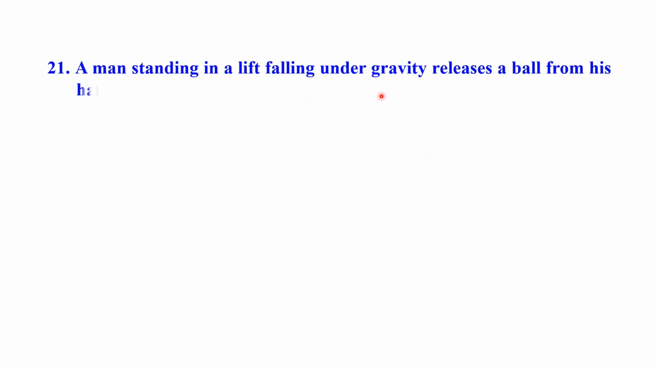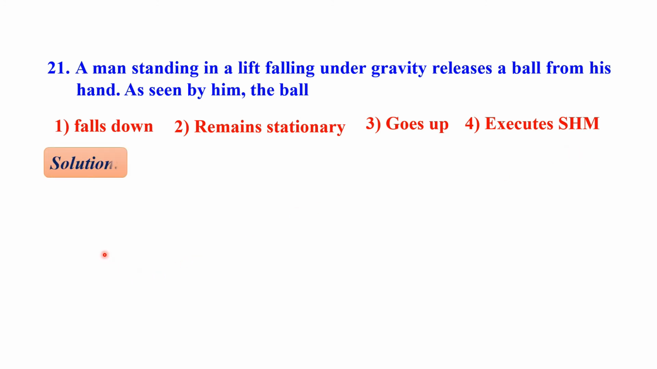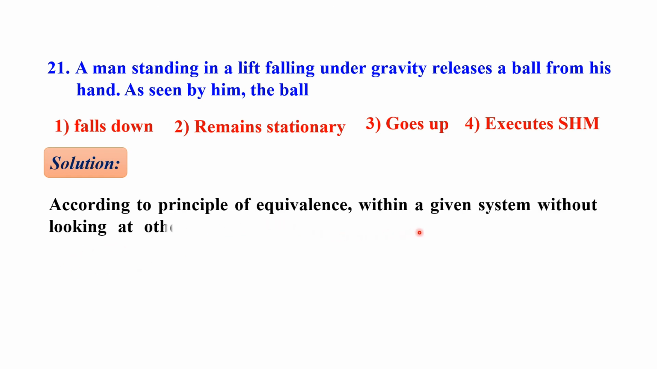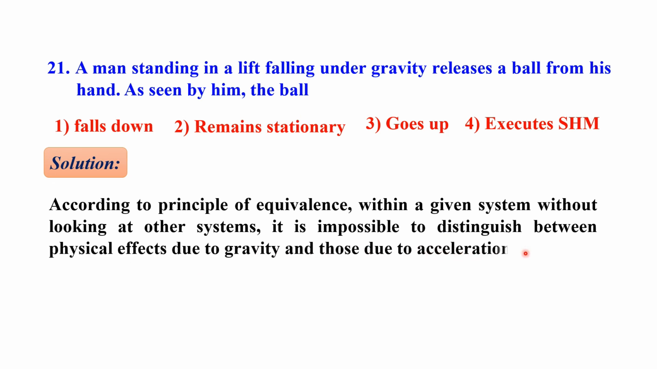Next, a man standing in a lift falling under gravity releases a ball from his hand. As seen by him, the ball falls down, remains stationary, goes up, or executes simple harmonic motion. So now let us go to the solution. According to the principle of equivalence, within a given system, without looking at other systems, it is impossible to distinguish between physical effects due to gravity and those due to acceleration. So that's why the ball remains stationary.